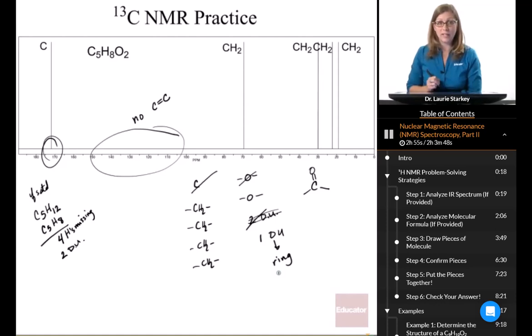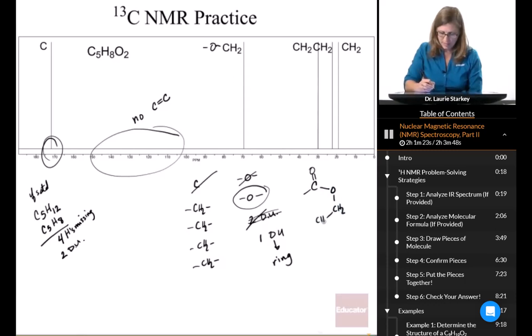So how can we arrange these atoms? Do we have any evidence of a carbon attached to an oxygen? We do. We have this CH2 is the furthest downfield, so we have one CH2 that's attached to an oxygen. The other CH2s are not. So what structure do we come up with? The only way to put these guys together is by making a ring and have one end reach around and come up to the other end.